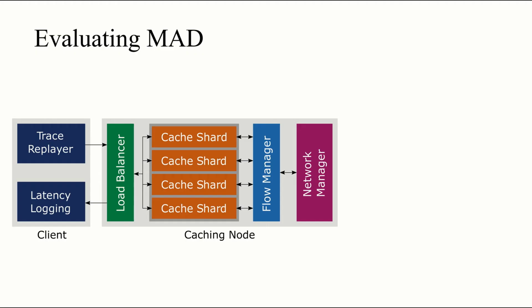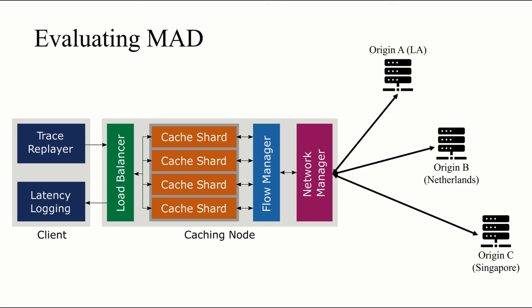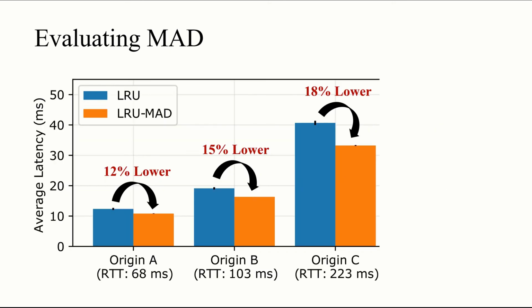In order to evaluate our online caching algorithm, we return to our key value store implementation. We deployed our caching node in a local server cluster at CMU in Pittsburgh and set up virtual machines in 3 different locations around the world. One in Los Angeles, one in the Netherlands, and one in Singapore. Using this setup, we measured the average latency provided by LRU and its MAD variant for each origin location. As the RTT increased from 68 to 223 milliseconds, we saw latency improvements of 12 to 18%, going from origin A to origin C. Observe that as Z increases, so does the improvement provided by the MAD variant.